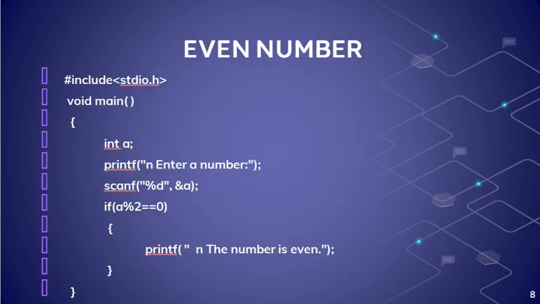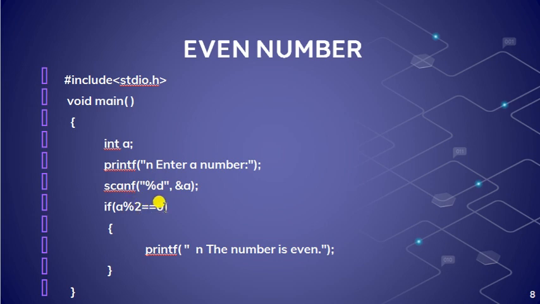This is a program for checking whether a given number is even. So first we have to do what? First we have to #include stdio.h, then void main. In the main function, first we are declaring int a, that is, we are declaring the variable a. Then we are reading a, by printing "enter a number", then scanf("%d", &a).